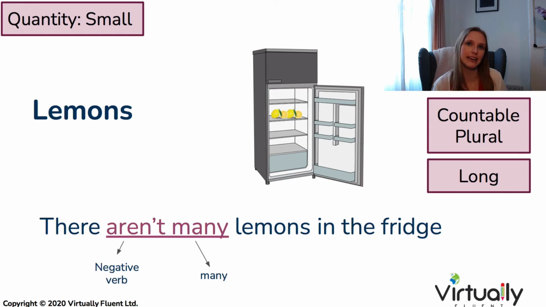There aren't many lemons in the fridge. There are a few lemons in the fridge. There aren't many lemons in the fridge. Both exactly the same, just don't mix up those verbs.